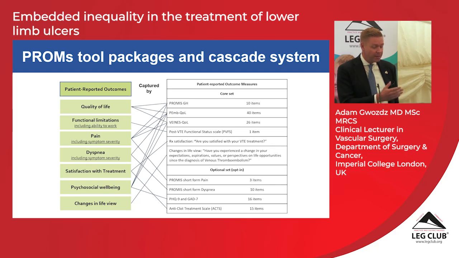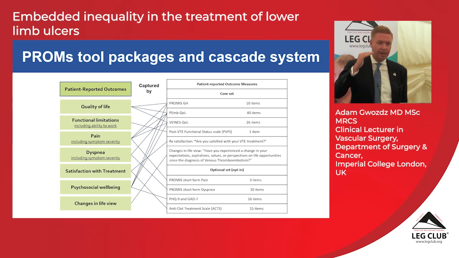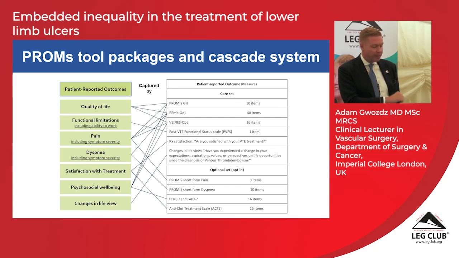And what we ended up doing was use a cascade system. So if you've got an electronic health record system, you could have the series of questionnaires tabulated on the system, and depending on how you answer certain ones, it'll jump to the next. But it'll at least incorporate your functional limitations, pain, shortness of breath, satisfaction with treatment, psychological well-being, and changes in life view. And depending on how people answer those defined core set, they may need to then go into the optional set. But this takes about 30 to 35 minutes to answer. So it's quite labor intensive and is a limitation.